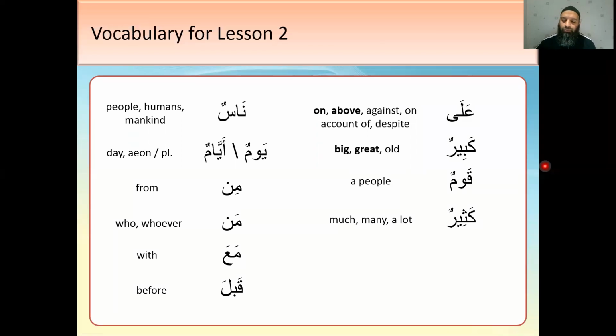A non-Arab brother, hudan. Guidance. Guide. Ihdina sirat al mustaqim. Ihdi is from there, hudan. Hidayah is from hudan. There's a lot of words. Once you know the base word, you can make new words. We'll do that later, inshallah.